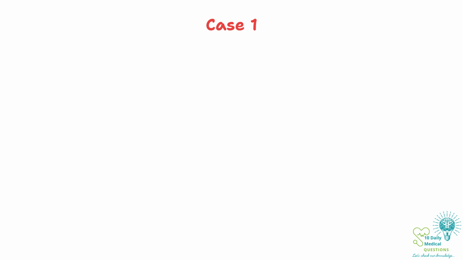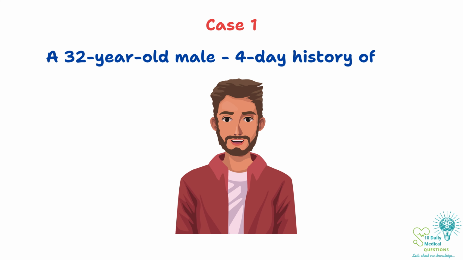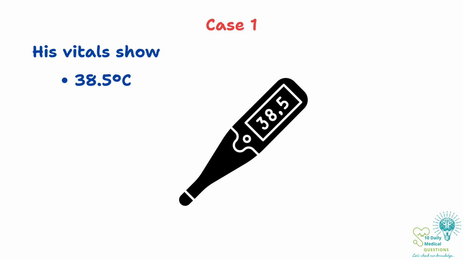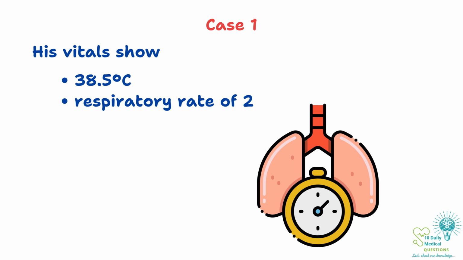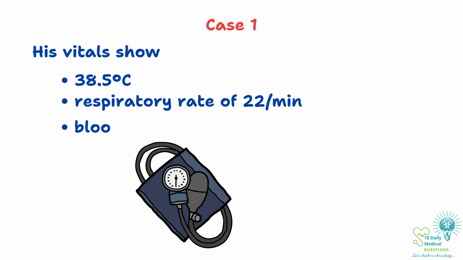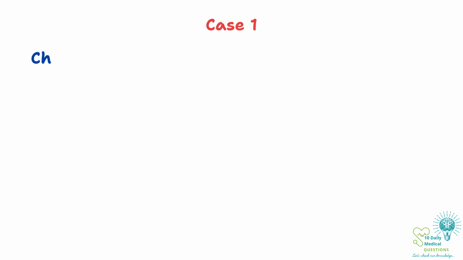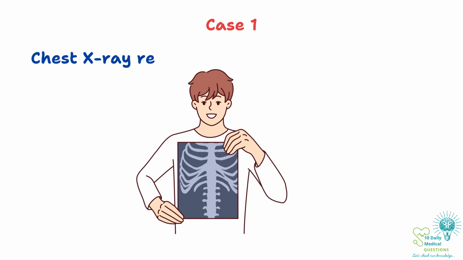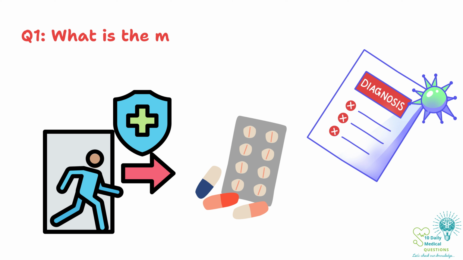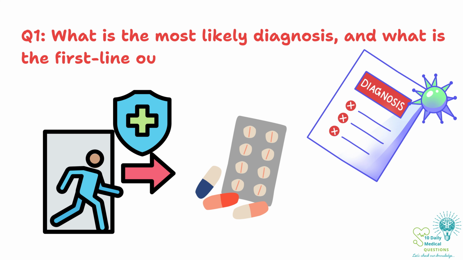Case 1. A 32-year-old male presents with a 4-day history of fever, productive cough with rusty sputum, and pleuritic chest pain. His vitals show a temperature of 38.5 degrees centigrade, respiratory rate of 22 per minute, and blood pressure of 120/75 mm of mercury. Chest X-ray reveals a lobar consolidation in the right lower lobe. Question 1. What is the most likely diagnosis? And what is the first line outpatient treatment?